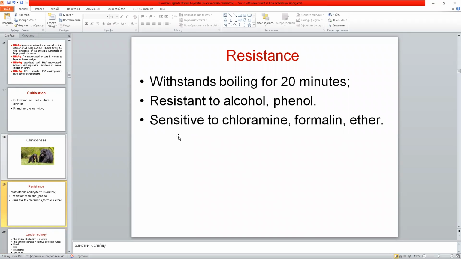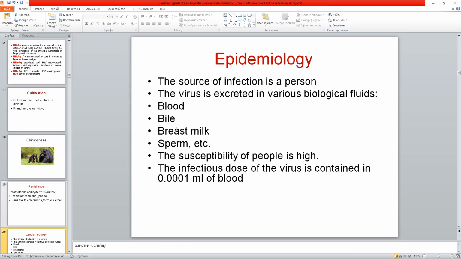Resistance. Hepatitis B virus is very resistant, very stable, heat stable, and it is still infective in spite of boiling for 20 minutes. So it is resistant to 100 degrees Celsius for 20 minutes, resistant to alcohol, phenols, sensitive to chloramine, formalin, and ether. It is also possible to destroy this virus in an autoclave during 20 minutes, and the pressure should be more than 1.5 atmospheres. Epidemiology.